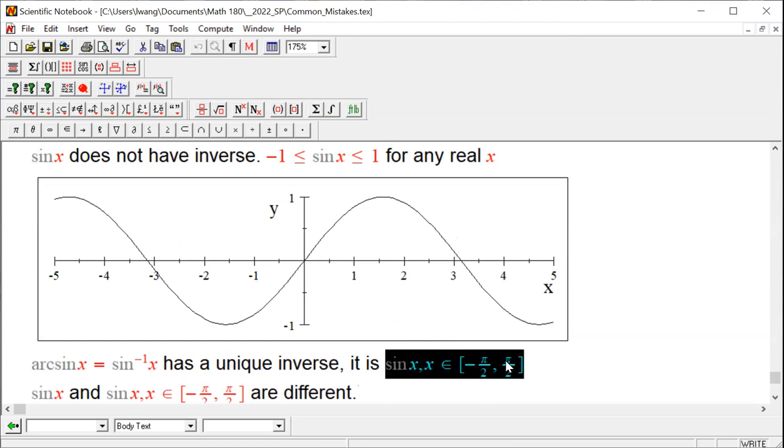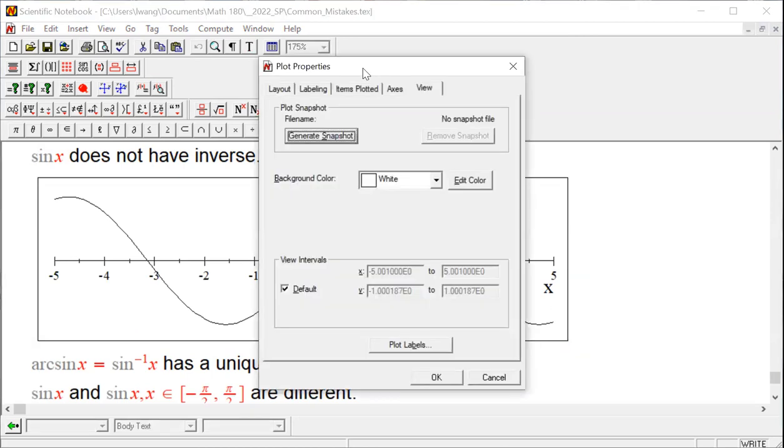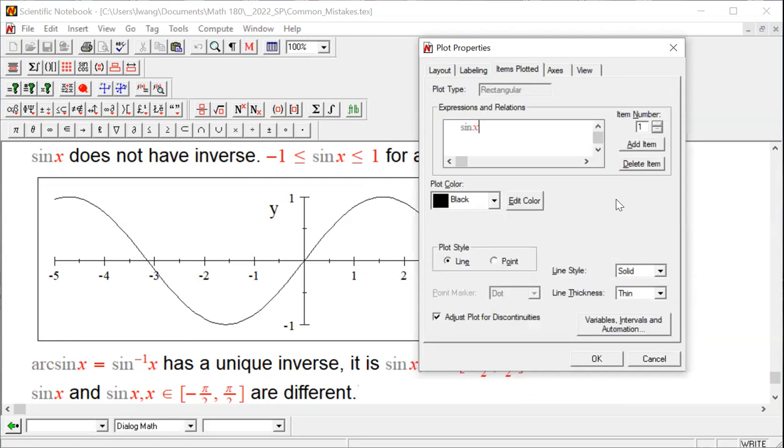So this piece is between these two lines, negative pi over 2 to pi over 2, right? We have talked about this and the graphing of it and all the no-fly zone, etc.